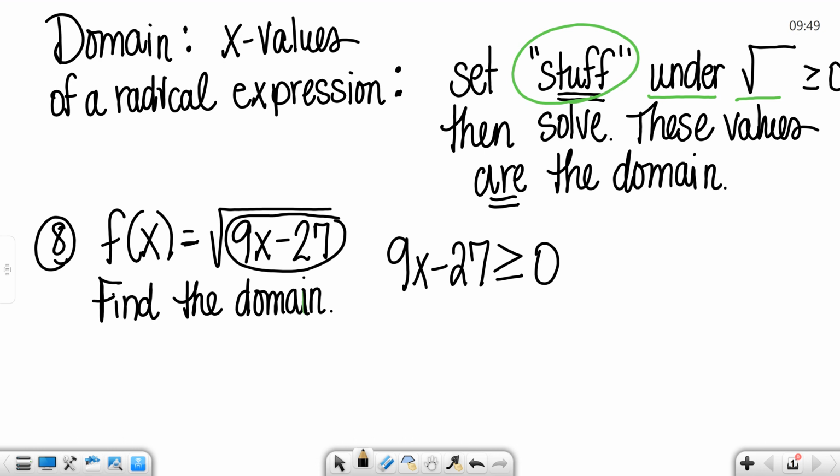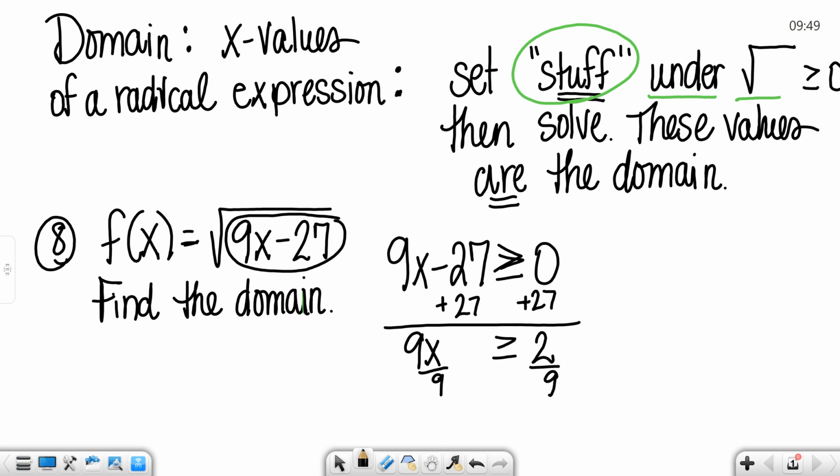And then it says to solve. Okay, so I'm going to add 27. I get 9x is greater than or equal to 27. Divide both sides by 9, and I get x is greater than or equal to 3. All right, so that is my domain.